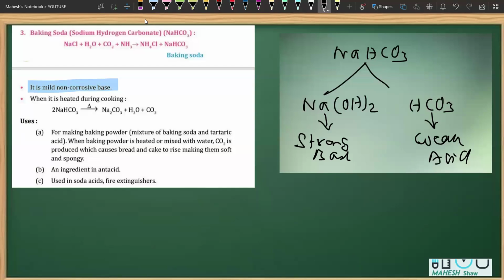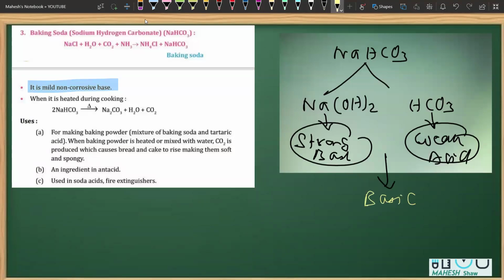So you should know that when a strong base reacts with a weak acid, it gives a salt, and the salt is basic in nature. Here the salt has to be basic in nature. That means it will turn red litmus blue. This is basic, but it is a mild non-corrosive base, and therefore we use it in food industries, in making cake, or in bakery.